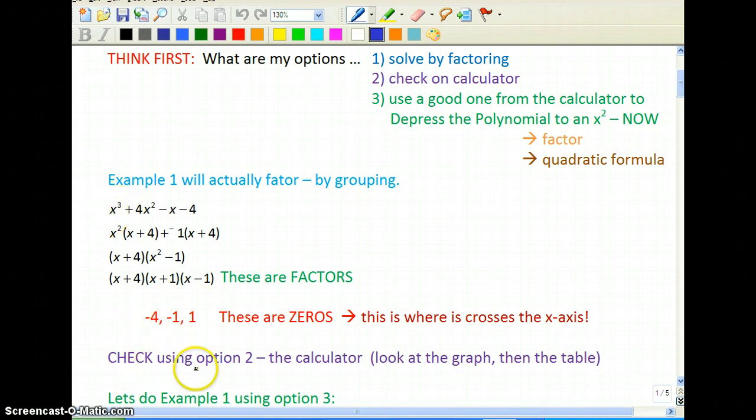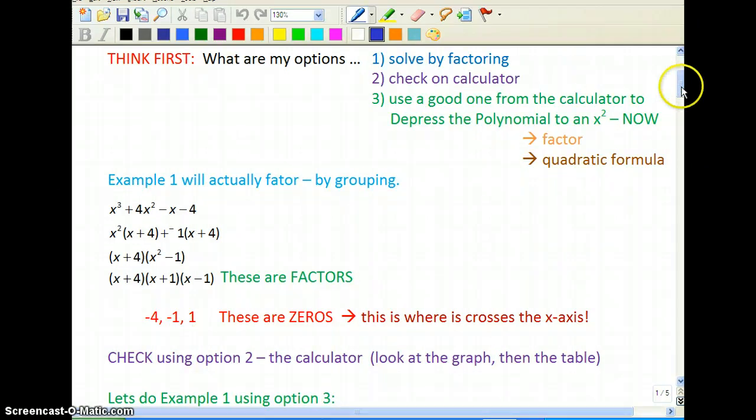So if you used option 2, the calculator, type this into y equals on your graphing calculator. When you do that, you're just going to look at that graph. You should see these 3 answers, negative 4, negative 1, and 1, getting hit on the calculator. Of course, you want to double check in the table. When you look at the table of values, it should say negative 4, 0, negative 1, 0, and 1, 0. You know there's only 3, so you don't have to keep looking.